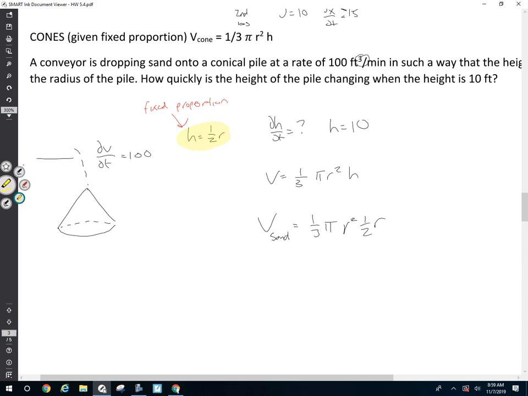Yes, this is a fixed proportion, but what I'm trying to find is dH/dt. I'm going to need to use h's. So I see this equation with the r's, and I'm realizing I don't want r's, because if I take the derivative of that, I'm going to have dr/dt. I could find dH/dt given dr/dt, and that's one way to do it. But might as well just say 2h equals r, and use this.